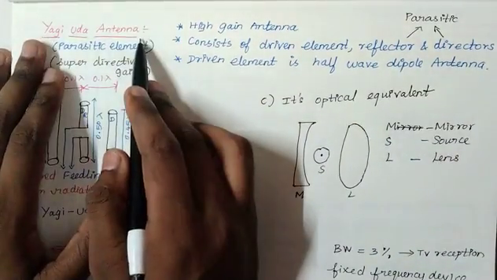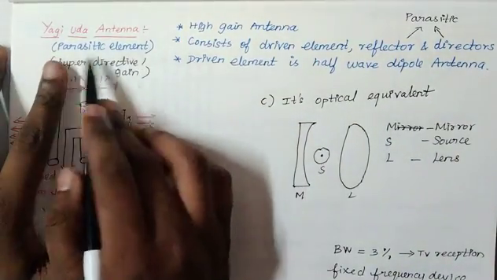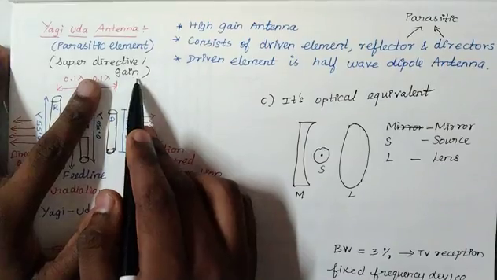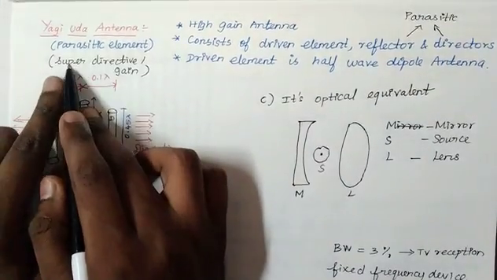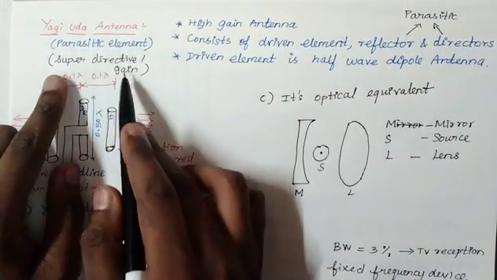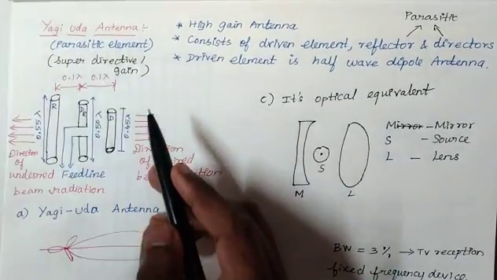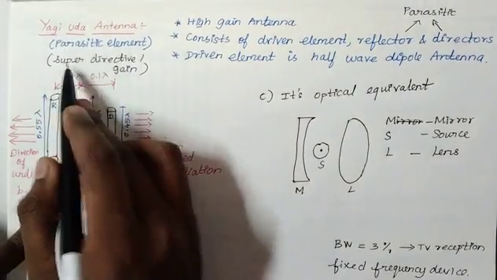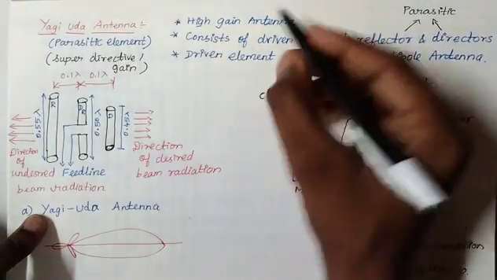So this Yagi antenna is a kind of parasitic element antenna and it is also known as a super directive or gain antenna. In our lab experiment, the question is asked to find the radiation pattern for the super directive antenna, which means that this Yagi antenna is the super directive antenna. So this Yagi antenna is super directive or super gain antenna. So that is what is mentioned here.